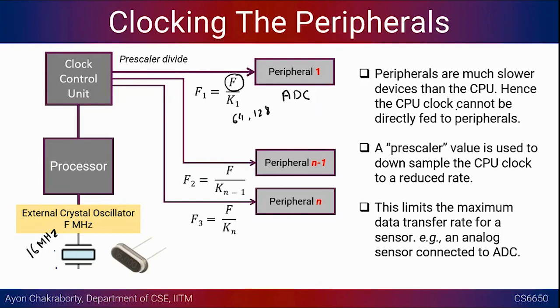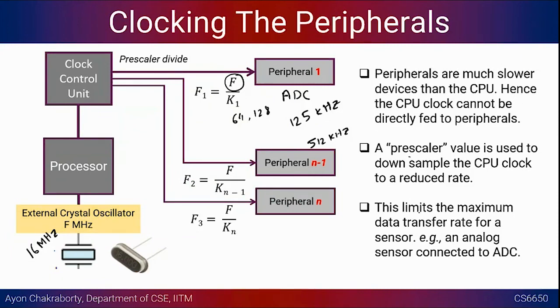So peripherals are much slower devices than the CPU, hence the CPU clock cannot be directly fed to the peripherals. The prescaler value is used to downsample the CPU clock to a reduced rate. So if this is 16 megahertz, this could be 125 kilohertz, and this peripheral device could be 512 kilohertz. These devices will be much slower, and this is the master one. The external crystal oscillator is the maximum that you are giving to the CPU, that is the system clock.